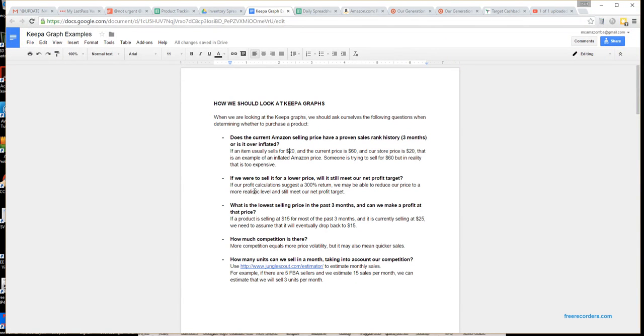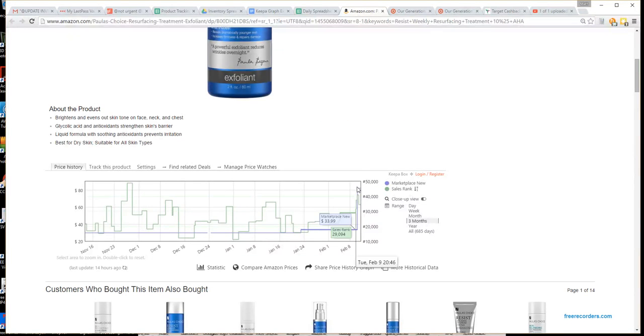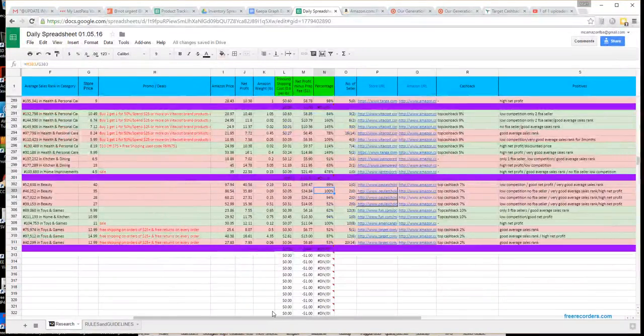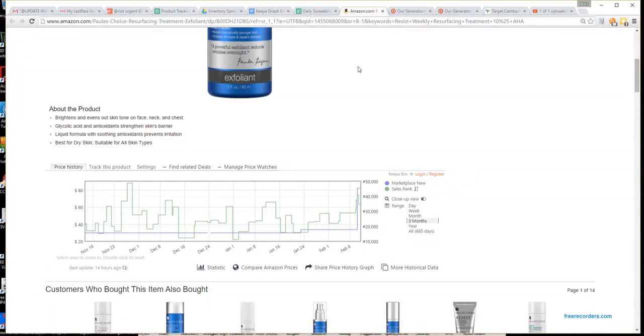If we had an example, say a 300% return based on the figures you calculated on store price and current Amazon price, we may be able to reduce our price to a more realistic level and still meet our profit target. For this one, $82 was giving us 100% return. So we could drop it and make 50% return on maybe a $65 sell price.